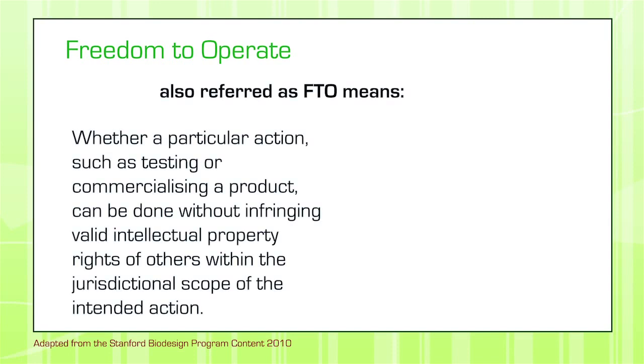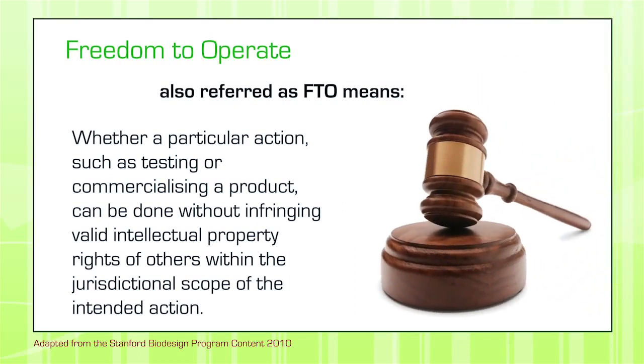operate. As we mentioned, there are two things that must be met ideally for you to have a valuable patent portfolio. One is patentability, so you should accomplish novelty, non-obviousness, and utility, but also the freedom to operate part should be in your mind always as you create your patent portfolio. Freedom to operate, or FTO, means whether a particular action that you're doing, such as testing, commercializing your product, or just trying to create a new product, can be done without infringing valid intellectual property rights of others within the jurisdictional scope of intended action.